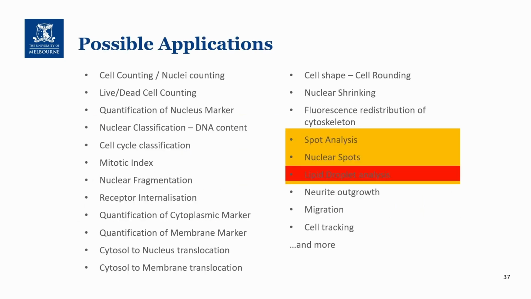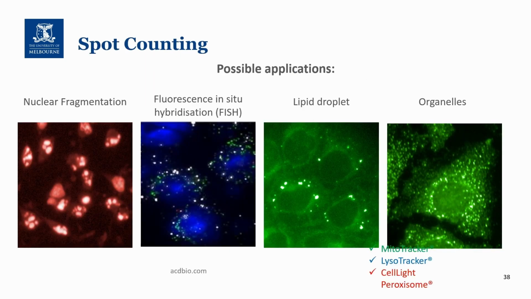Another common analysis that is carried out on the Operetta is spot analysis that looks for regularly shaped round objects. Spot counting and quantification can be used in a variety of different circumstances, such as calculating nuclear fragmentation, fluorescence in situ hybridization, lipid droplet measurements, or tracking organelles.